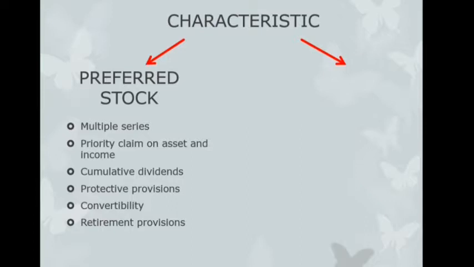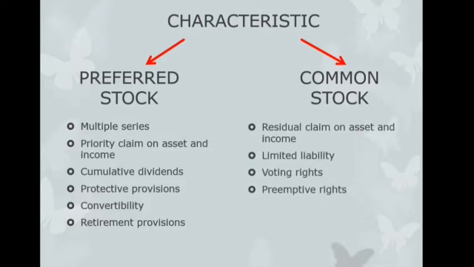Next, we move to the characteristics of common stock. The first characteristic is residual claim on asset and income. It means that for claim on income, common shareholders have the right to residual income after bondholders and preferred stockholders have been paid. Residual income can be paid in the form of dividends or retained within the firm and reinvested in the business.